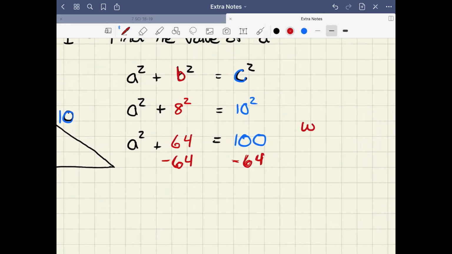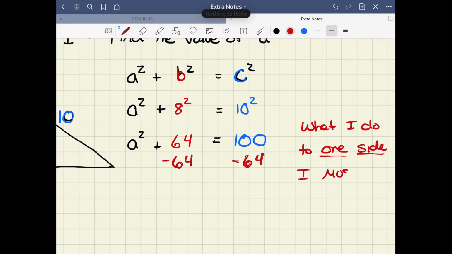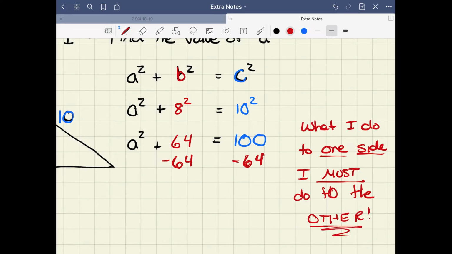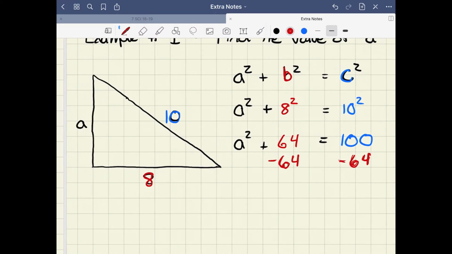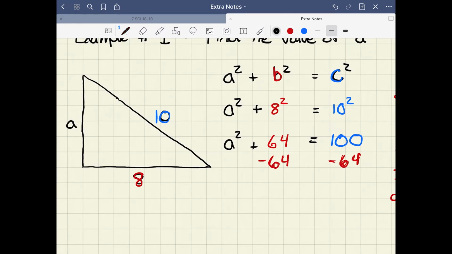Golden rule: what I do to one side, I must do to the other. This is a very important rule of mathematics. All right, so if I subtract 64 from one side, I must subtract it from the other. Okay, 64 minus 64. So right here, this is going to end up being 0. So we're going to be left with A squared equals 100 minus 64, which is going to leave us with 36.